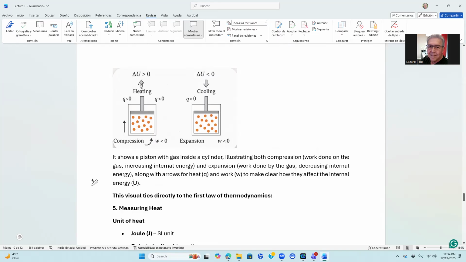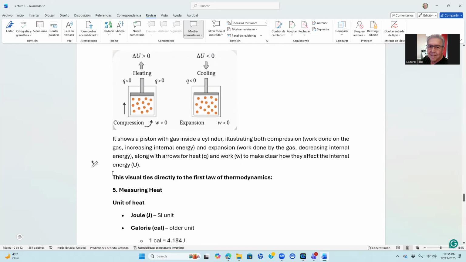If you're heating, what will happen? Then the internal energy will be higher than zero because Q is higher than zero. In the expansion without work, in this case, the internal energy is negative because the work is also negative. It's an expansion, a free expansion. You are not doing work on the system. The system is doing the work against the environment.